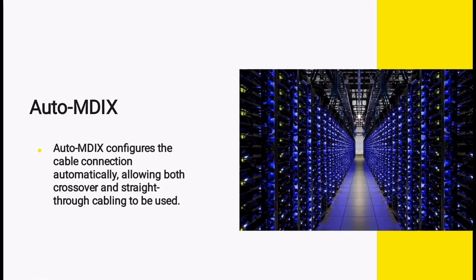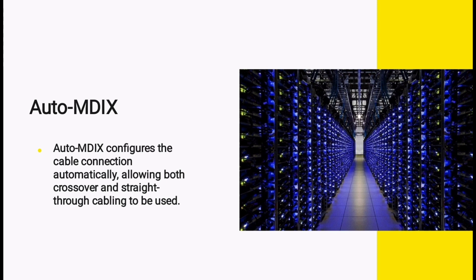Auto-MDIX. Auto-MDIX, Automatic Media Dependent Interface Crossover, is a feature found in most modern Ethernet switches, routers, and network interface cards that allows them to automatically detect and configure the appropriate wiring configuration for the Ethernet cable being used. Traditionally, Ethernet devices use either a straight-through or crossover cable depending on whether they are connected to another device or to a hub or switch.